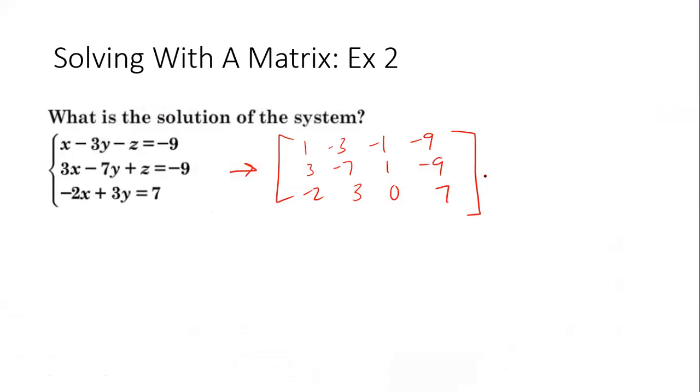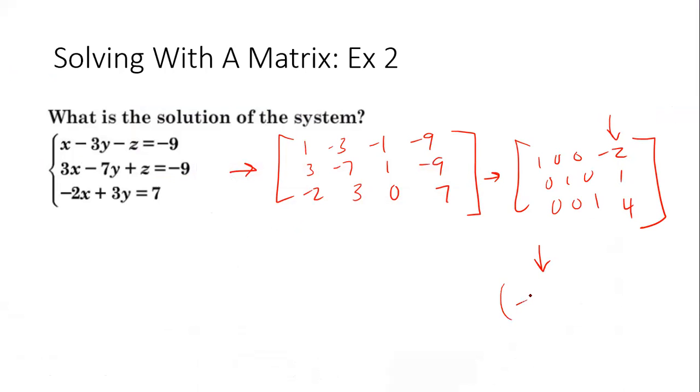So this leads me to 1, 0, 0, -2. I have to write it out. Okay, my solution is the last column, so therefore my solution is -2, 1, 4. And ta-da! That's it. Any questions about today's lesson?